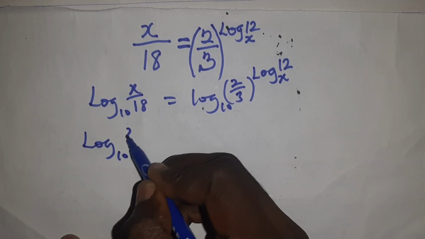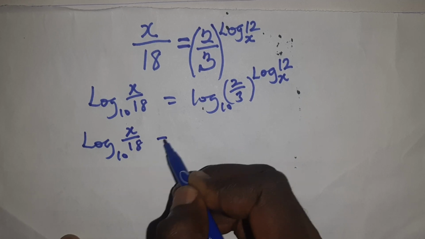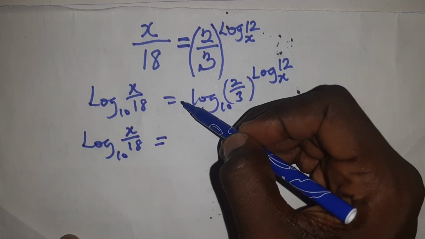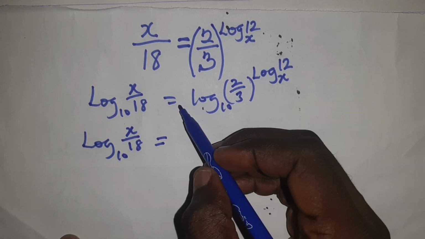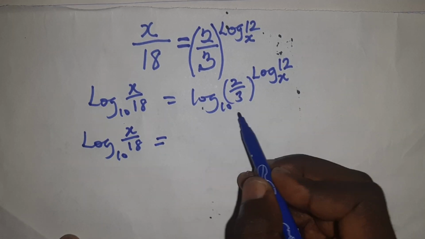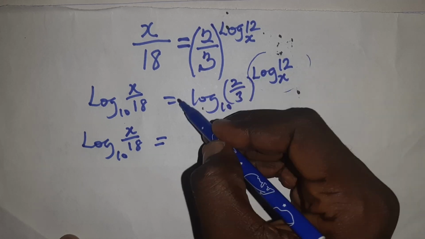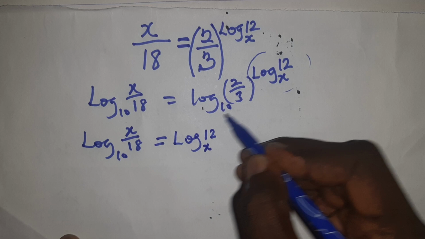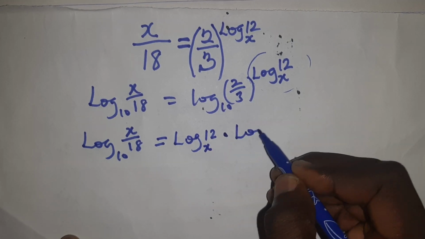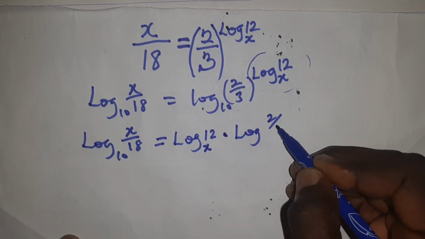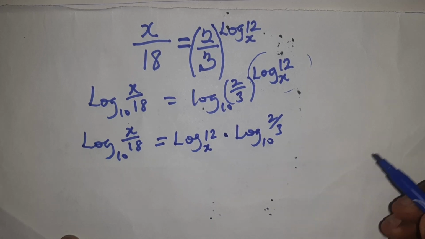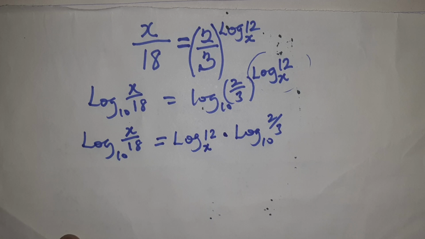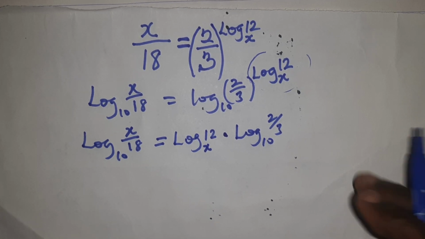And then you can still have it this way: log base 10 of x over 18 equals, the power for the number here comes to this side to stand in product form with this log here. So this one comes over here to become log 12 base x, in product with log of 2 over 3 base 10. So that settles it. This is from one of the laws of logarithm. Then we have it this way.